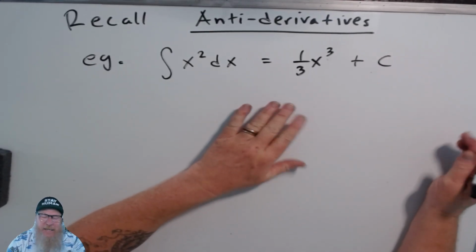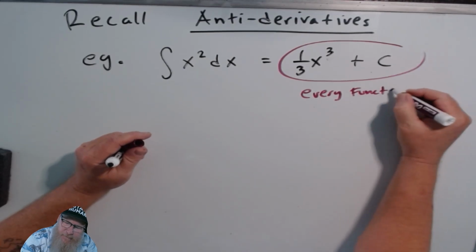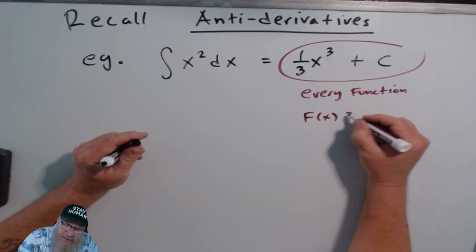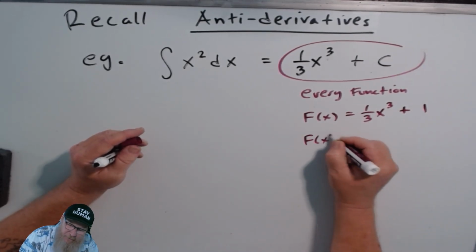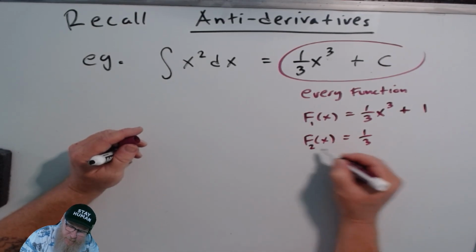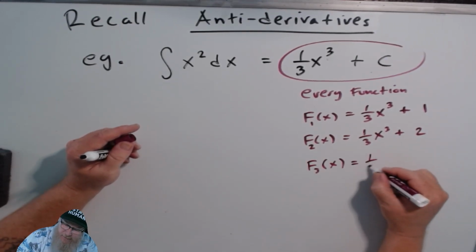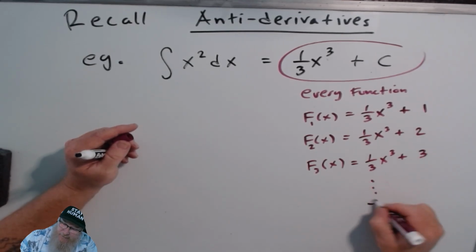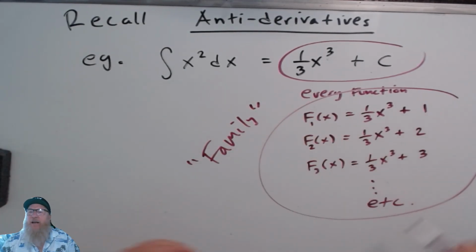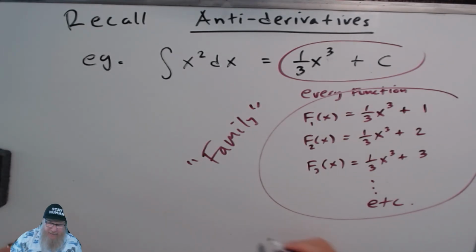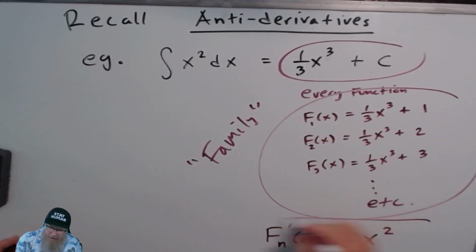So what this means is that every function f of x equals 1/3 x cubed plus 1, or f of x equals 1/3 x cubed plus 2, or, and I'm using subscripts here, this is what we call a family. Don't they look like a family? They're all related, right? And how are they all related? If you took the derivative of any of these, you would always get x squared.